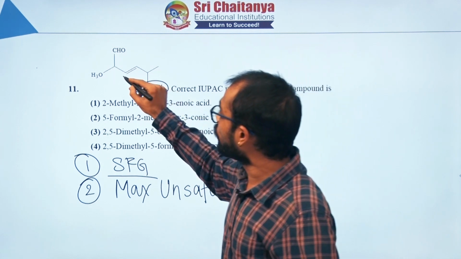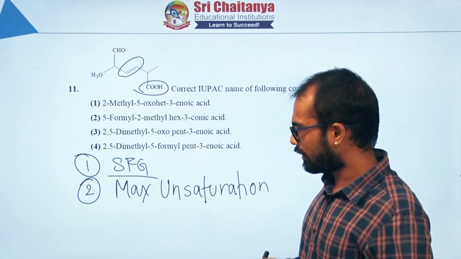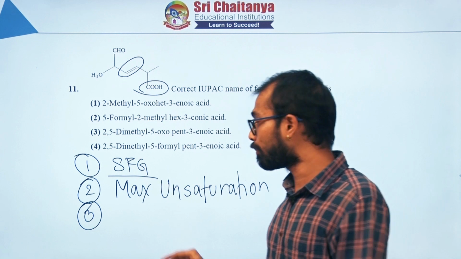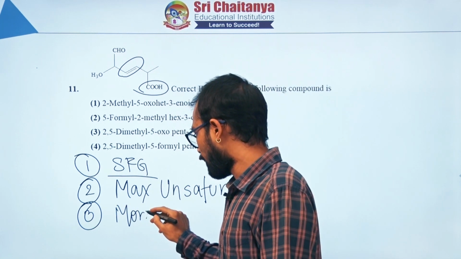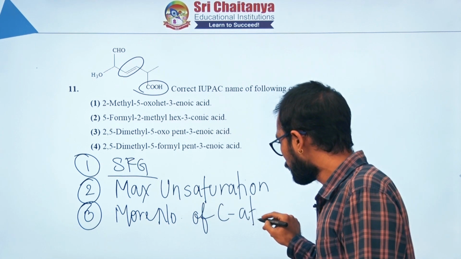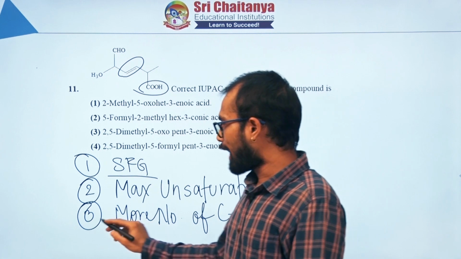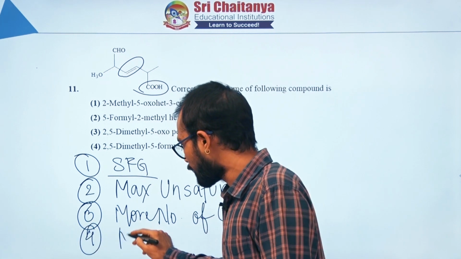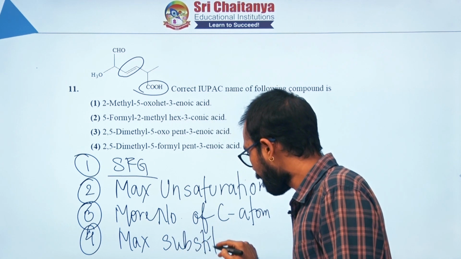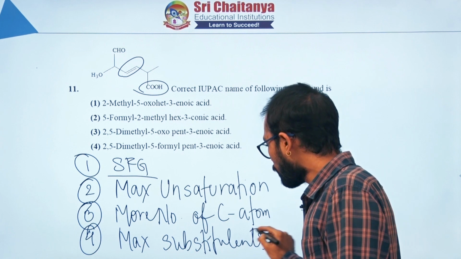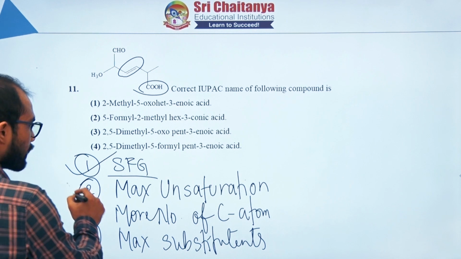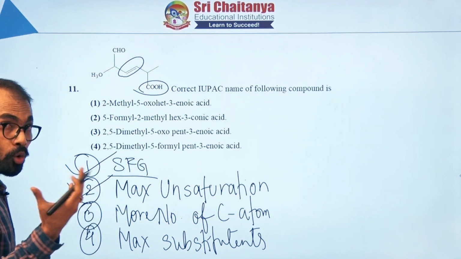So that means I need to include this pi bond into my main chain. Then what do I have? The third priority area is more number of carbon atoms. So if you include this, then the fourth criteria is the maximum substituents. If I want to have this criteria, okay, functional group is done, maximum unsaturation covered, then I need to cover more number of carbons.